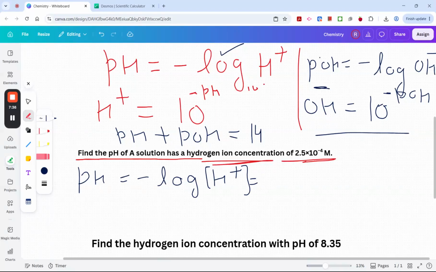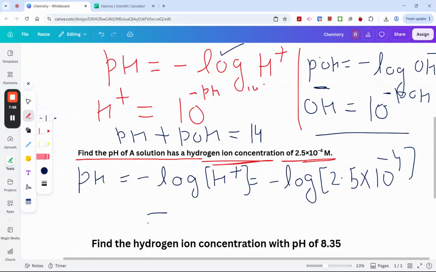Concentration in square brackets. So negative log of hydrogen ion concentration is given to you. In place of H, write down the value 10 raised to the power negative 4. Now, how to use log in the Desmos calculator? You have to go step by step. Whatever you have written in the formula, exactly the same way you have to input it in your calculator.